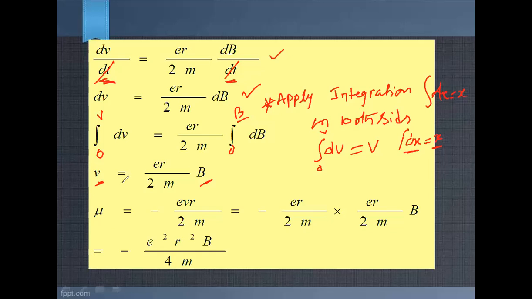Okay, sir. Okay, so now what I got here, tell me. v is equal to, same as I got. This equation is important to remember. I mean, not remember, but at least you should box it. Then what is mu? Mu is actually the magnetic moment.